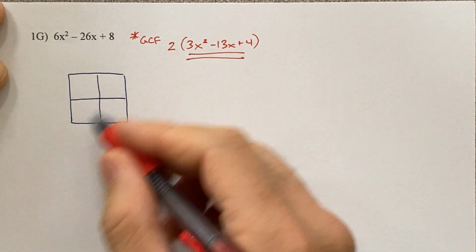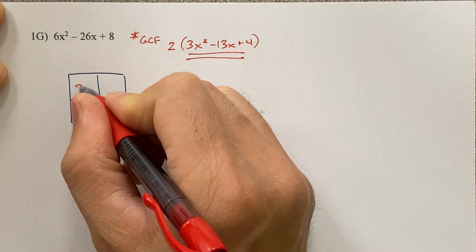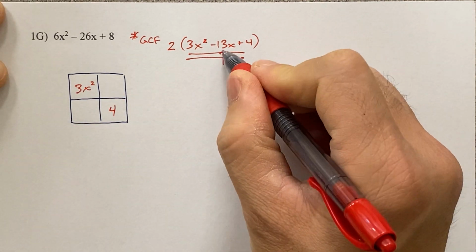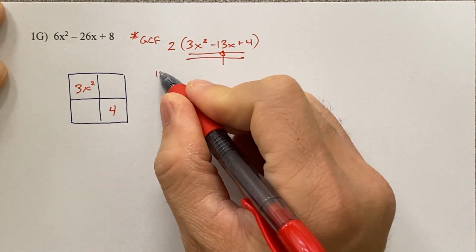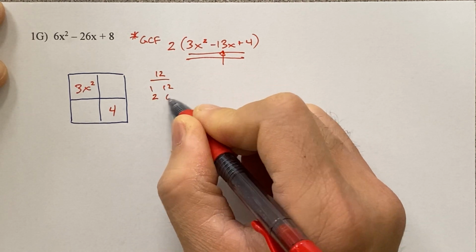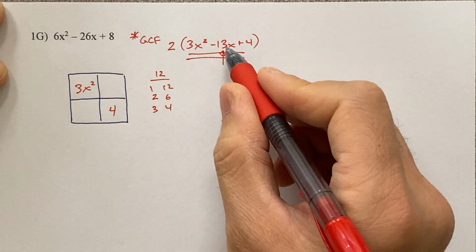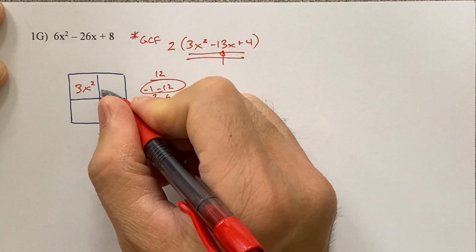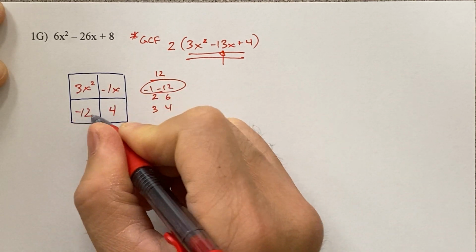This is the one that we're going to box up, that we're going to table up. So it's going to be 3x squared, positive 4. We start and we end there. Now we got to hit this 13 in the middle. So I multiply that, it's going to be 12. All the combinations of 12: 2 and 6, 3 and 4. And the only one that could hit that 13 is this, if they were both negative. Okay? So I have negative 1x, negative 12x.